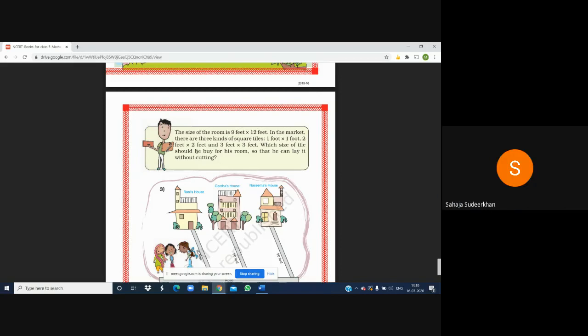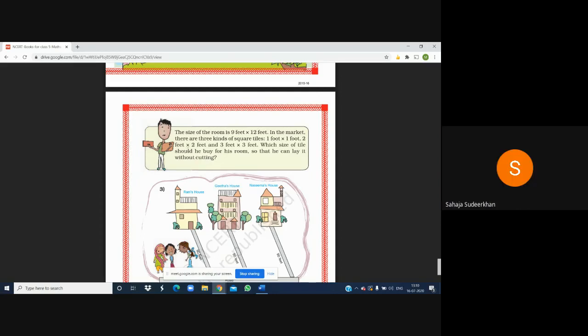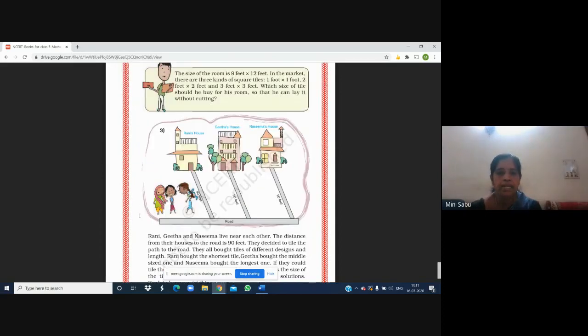So is this a suitable measurement? No. Okay, but let us take the third one, 3 feet. If we take the 3 feet tile, using 3 tiles, he can cover 9 feet. Using 4 tiles, he can cover the 12 feet. So this is also a suitable measurement. So in the middle one, he has to cut, so he should not buy it. So what are the tiles he can buy? 1 foot into 1 foot, 3 feet into 3 feet. Okay, children, got it? Then next is 3.